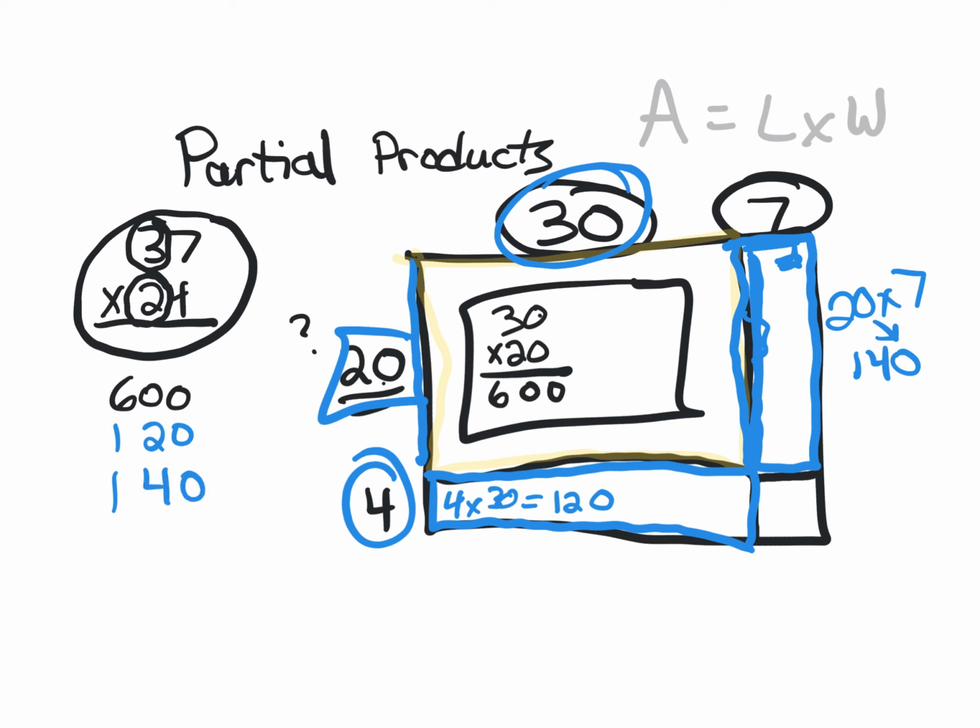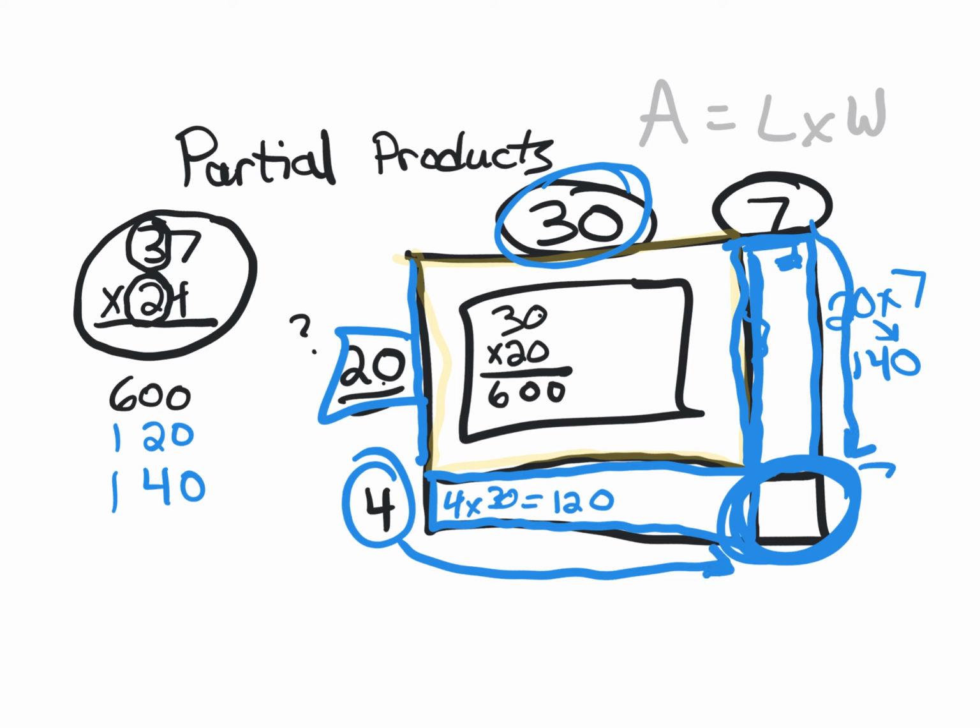Is there any more? Can you find another spot for a partial product? If you said down here, you are correct. So we're going to do 4 times 7. 4 times 7 is 28. That's our next partial product.